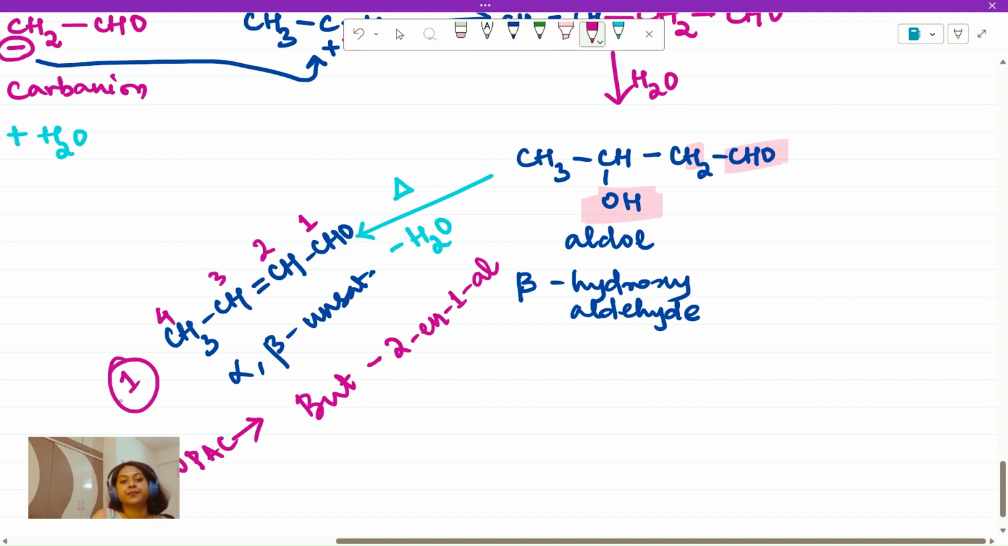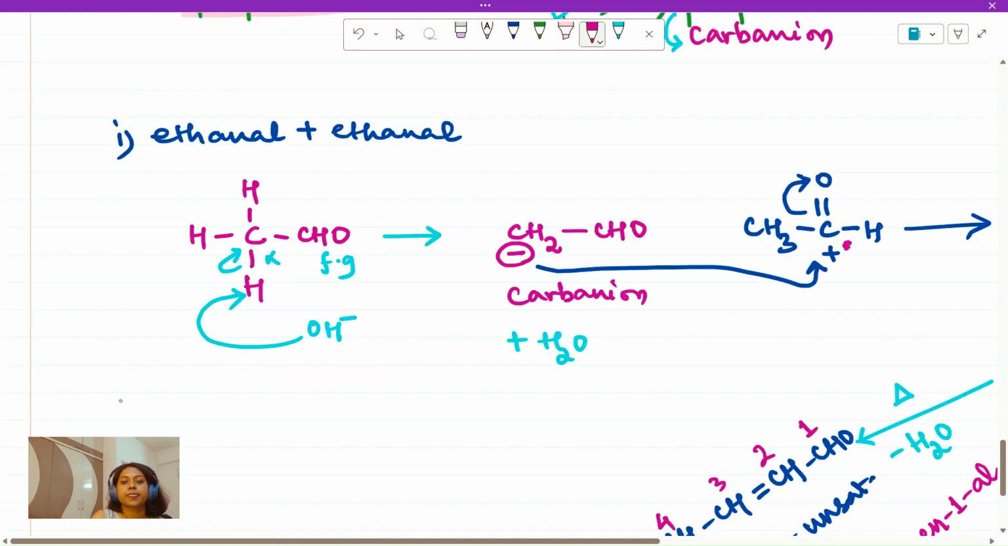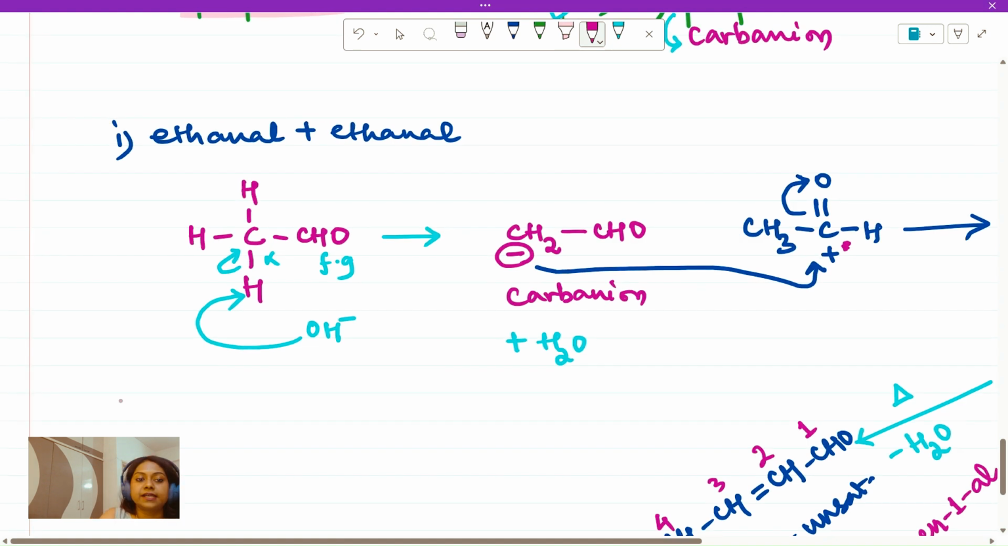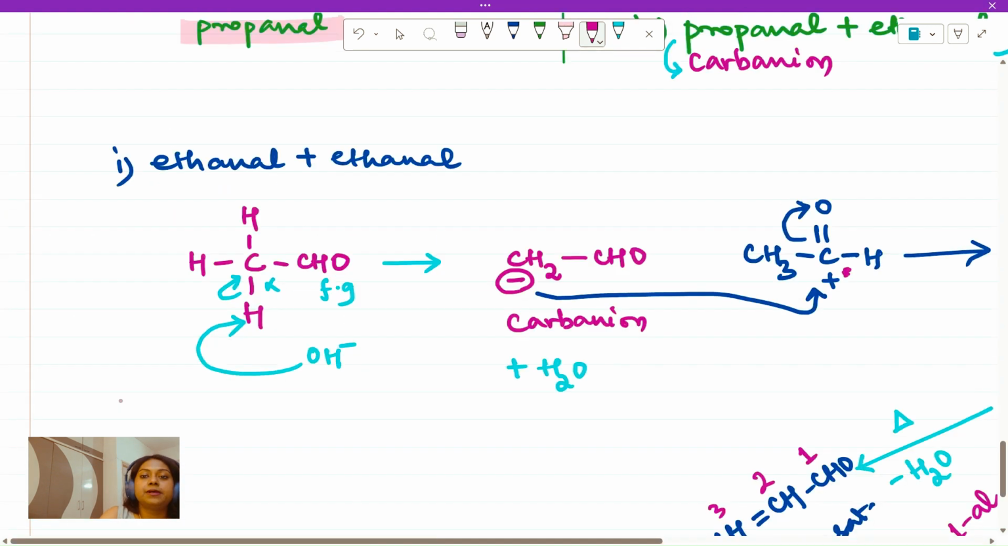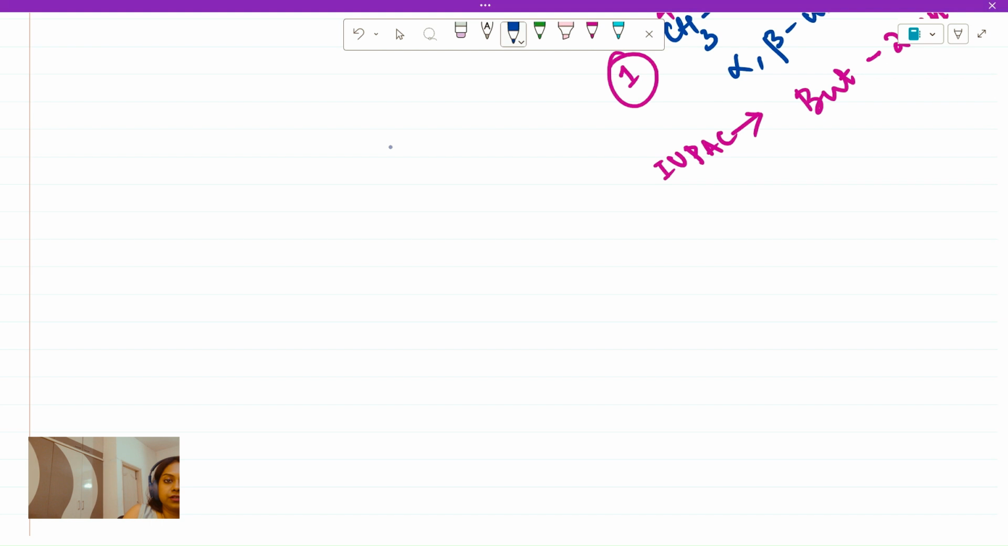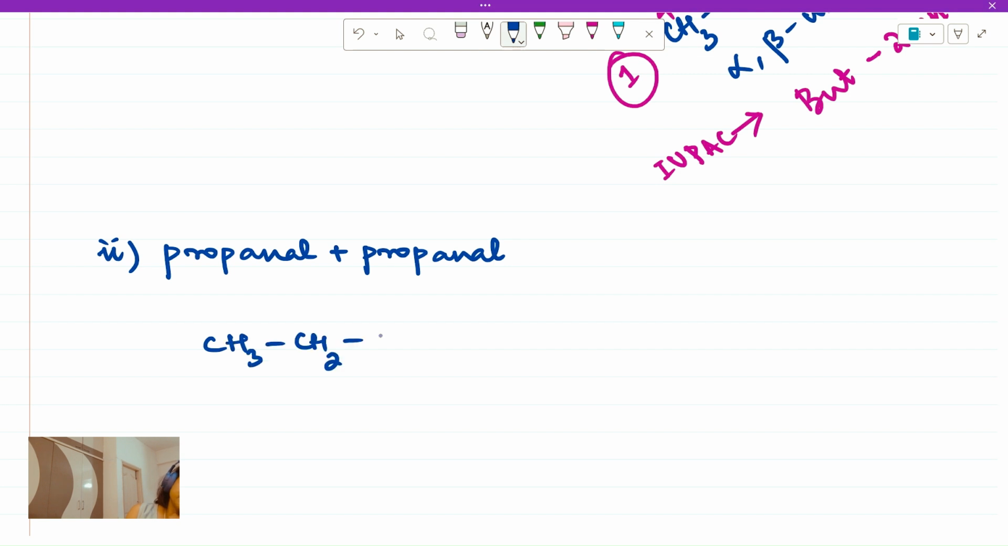ये समझ में आया? कोई doubt है? Okay. Similarly, I'm not going to go into the mechanism of the next product. When you take propanal plus propanal, what do you get as a result? Again, it is a self-condensation product. So propanal, when you write CH3, CH2, CHO, right?